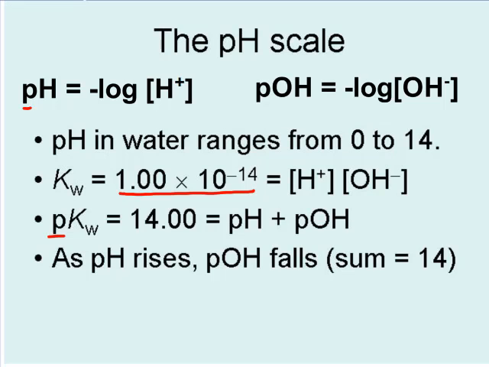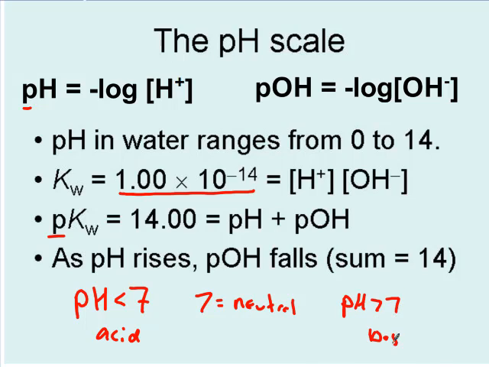One other thing that we should mention on this page is if the pH is less than 7, then it's an acid. When pH is 7, it's neutral. And if pH is greater than 7, it's a base. These values are only true at 25 degrees Celsius. If you change the temperature, then it may not be that 7 is neutral. Maybe it's 6.5 or 7.5.